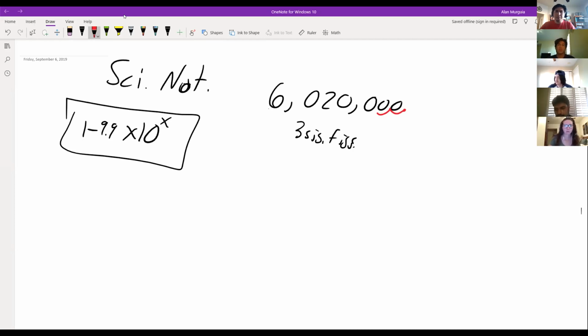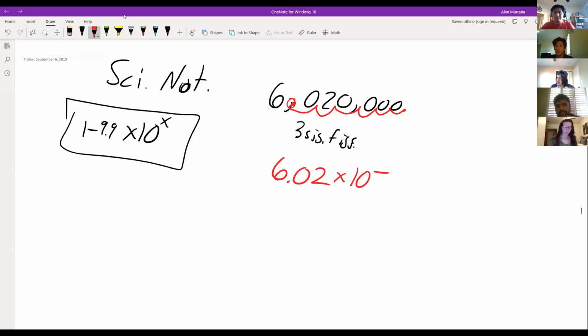So we go 1, 2, 3, 4, 5, and then 6. We stop here because if we stopped before, we would end up with 60.2, which is not a number between 1 and 9.9. But in this space right here, we do have a number between 1 and 9.9, which is 6.02. So now I have 6.02, and following the scientific notation format, it has to be times 10 to the power of something.